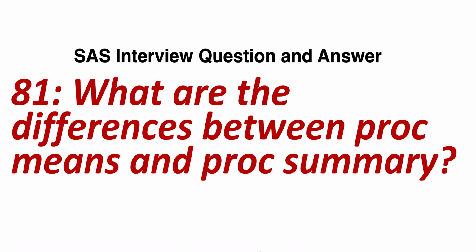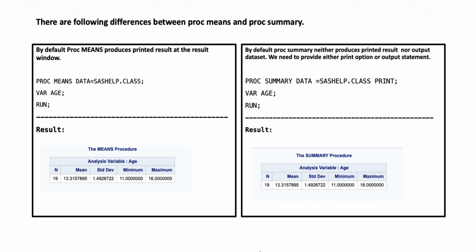SAS Interview Question and Answer, question number 81. What are the differences between Proc means and Proc summary? In SAS, two procedures, Proc means and Proc summary, are used to identify the statistics of the given dataset. This question is asking about the differences between these two procedures. There are the following differences between Proc means and Proc summary.